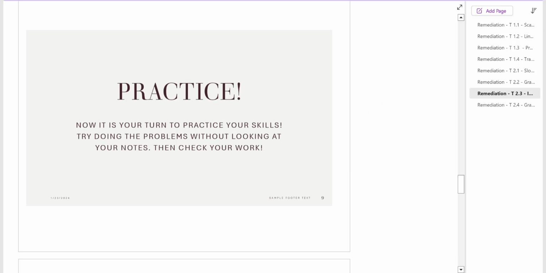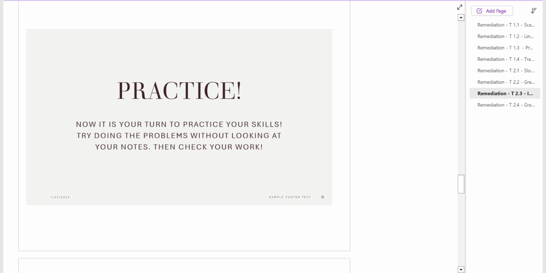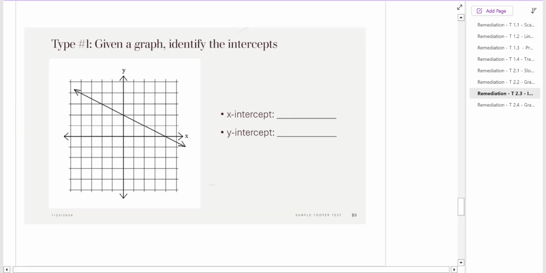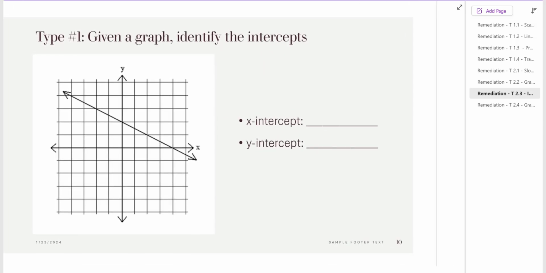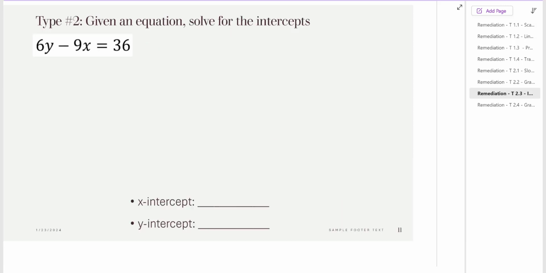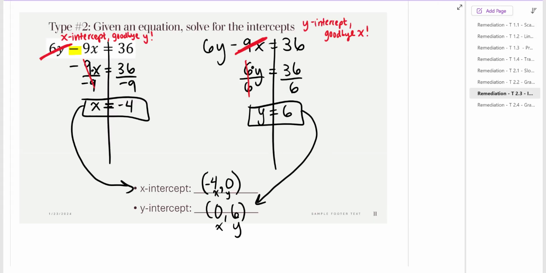All right, the next part is practice, and in one moment you can check your answer. Try doing this problem first without looking at your notes, and then answer the questions in this video, and then check your answer. Here is the answer. The x-intercept is 4, the y-intercept is 2. Here's type 2 problem, where you're given an equation, solve for the intercepts. Try it first without looking at your notes, and then check your answer. And here is your answer. Pause this video if you want to check.